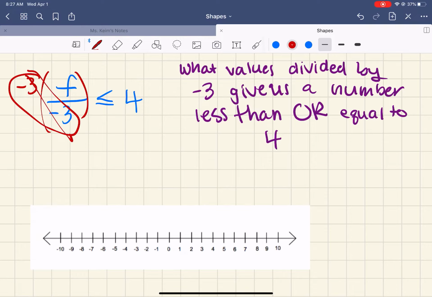Okay. -3 divided by -3 is just f, right? We've isolated our variable. We need to balance, so we got to do it to this side too. 4 times -3 is -12. So we have f on this side and -12 on this side.